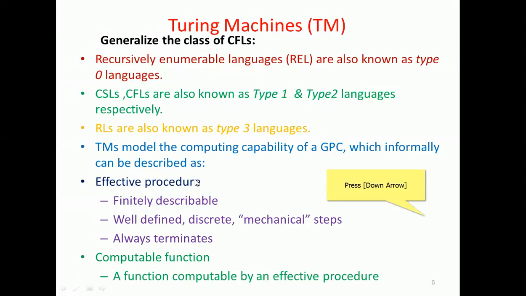So these are all adjectives that go with effective procedure computations. This effective procedure is going to be invoked in a particular algorithm. So that is a computable function. The function computable by an effective procedure is a more impactful, more effective one.